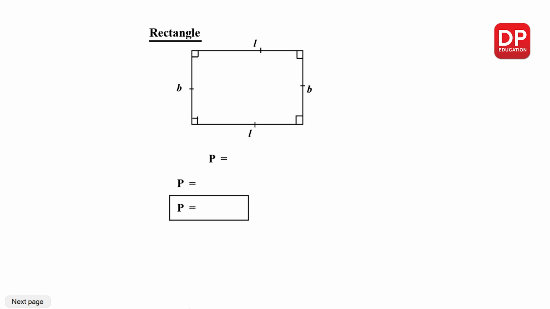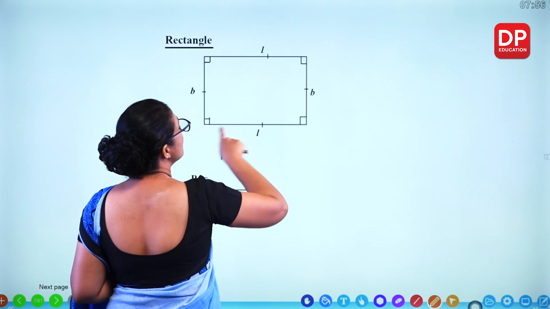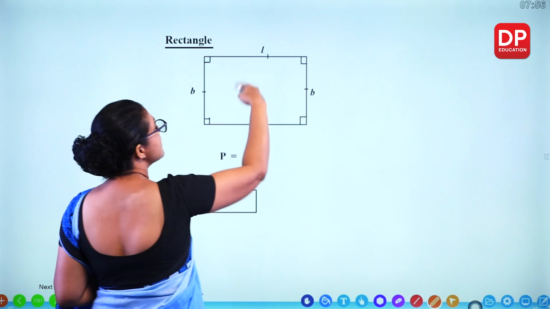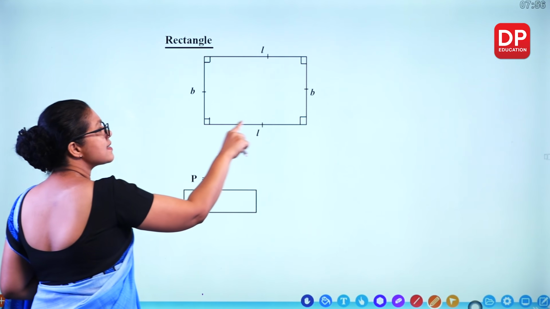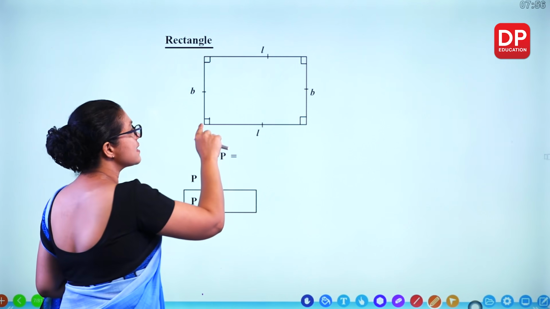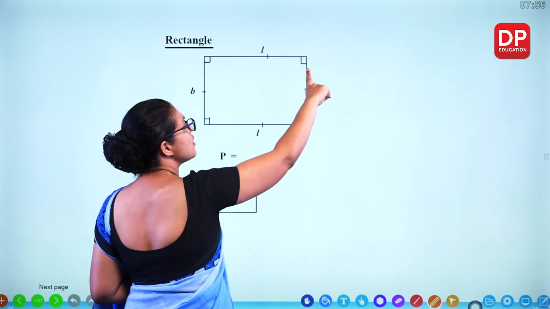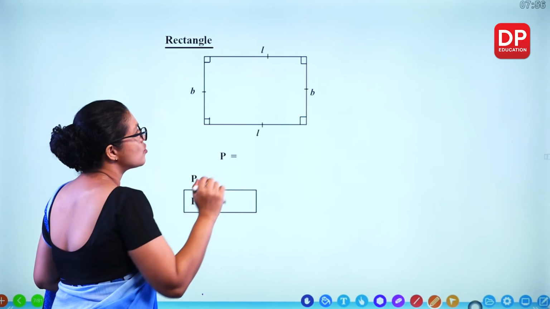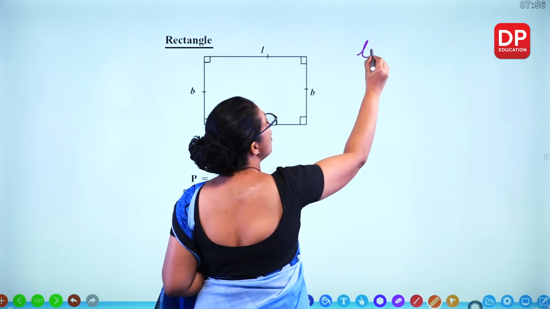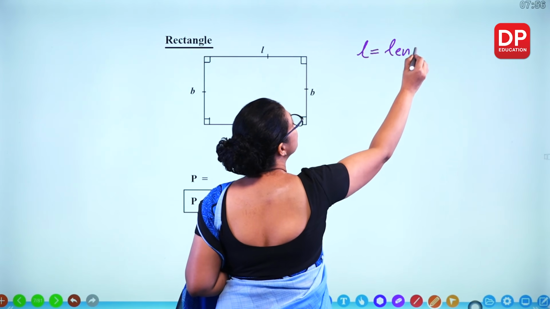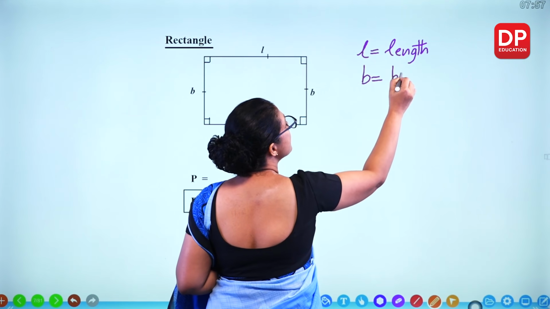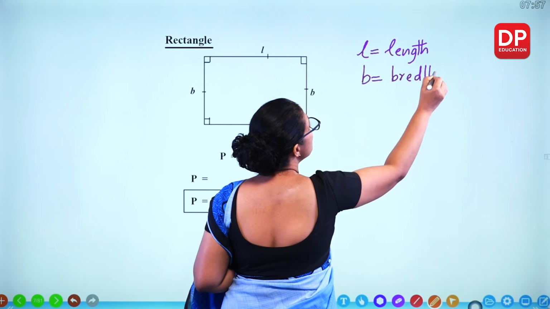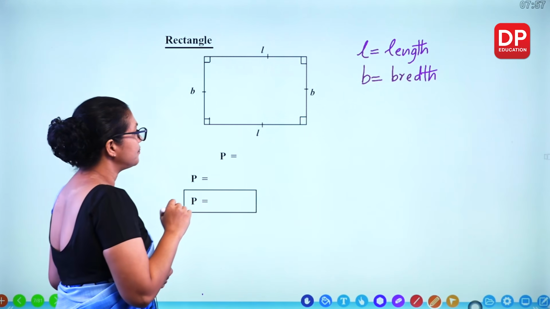Now what's this shape? This is called a rectangle. A pair of opposite sides are equal. So we call the longer side the length and the shorter one the breadth. So L stands for length and B stands for breadth, or sometimes we call it width.